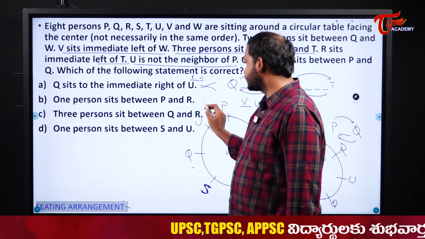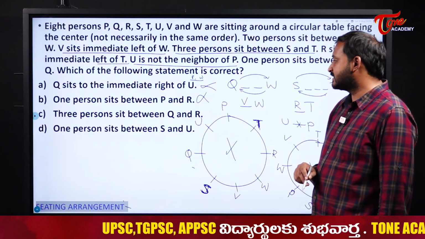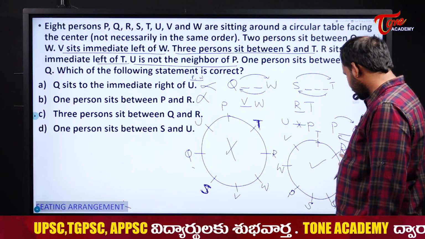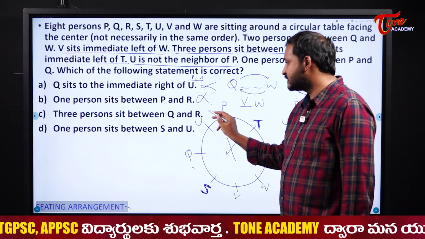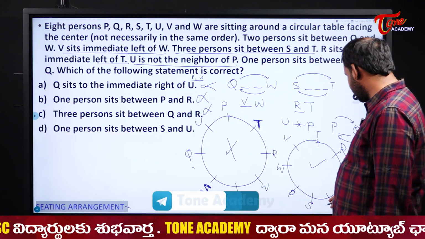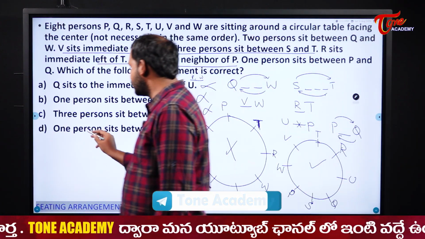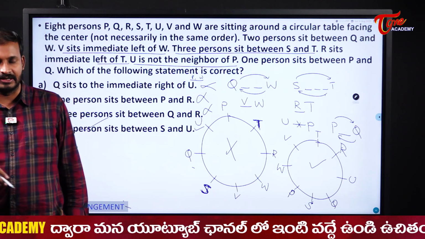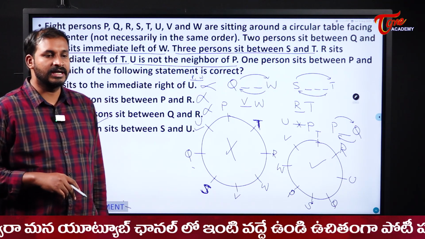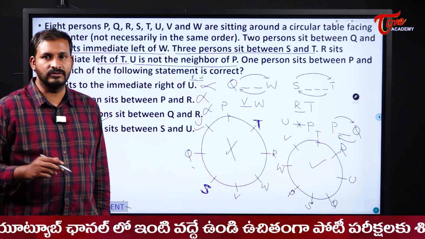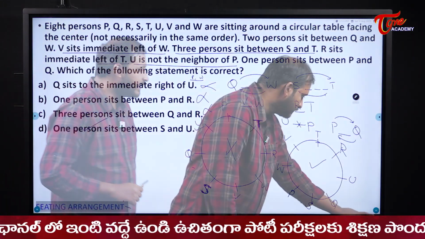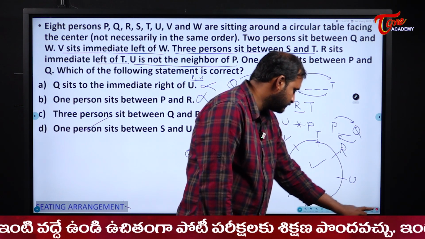Between P and R, there are actually three persons. That is wrong. Three persons sit between Q and R. No, there are many persons. One person is between S and U. Yes, between S and U, there is only one person. So, that one is correct. So, here our answer is option D. We will not get the answer at once. Definitely, we should do trial and errors. Okay. We will see the next one.